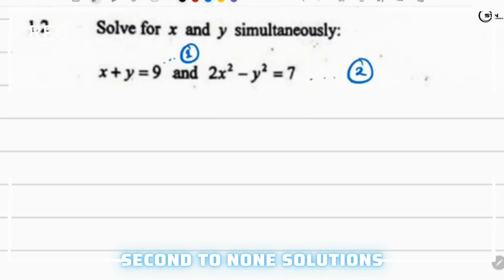So from equation 1, we're going to make a subject. In this one, it's quite easy because they're both just sitting on their own. They don't have anything like 2 or 3 or any number other than 1. So I'm going to go ahead and make x the subject. x is equal to, and I still have 9 here. And I'm going to go ahead and take the y over and it becomes a negative y. And this is now our equation 3.